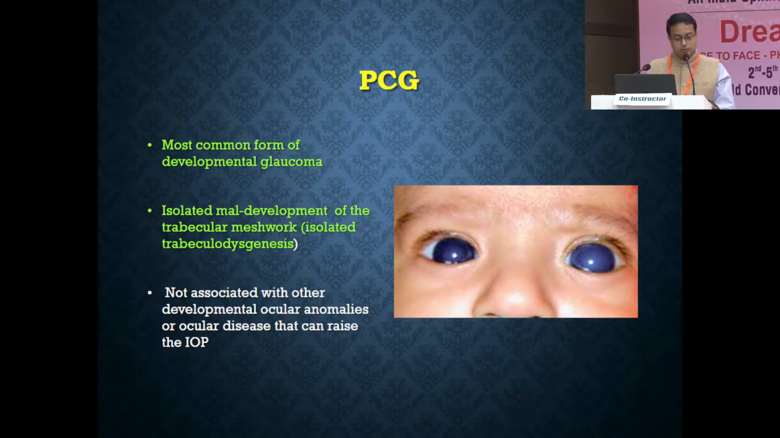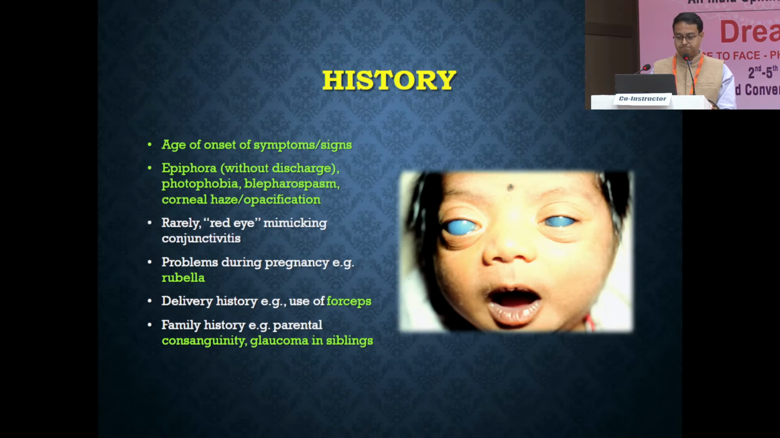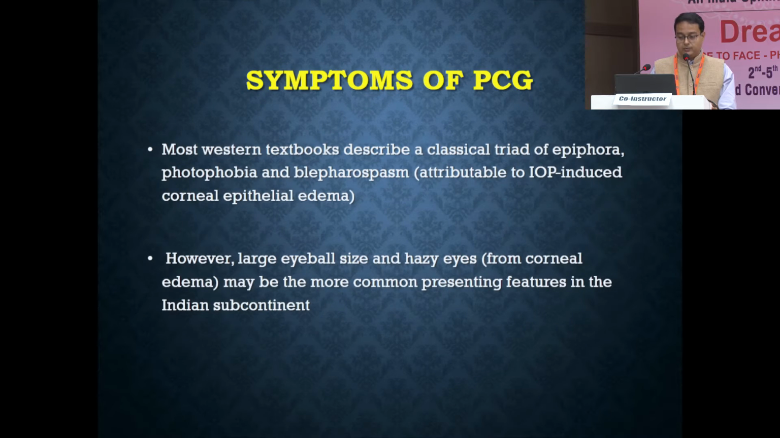Now, primary congenital glaucoma, as we all know, is the most common form of developmental glaucoma, and the isolated maldevelopment of the trabecular meshwork, that's isolated trabeculodysgenesis, is the main pathology. So before the examination, we always start with a history, and we start with the age of onset of symptoms or signs. The classical features are epiphora, blepharospasm, corneal haze, and opacification. We must also inquire about maternal rubella, delivery history like the use of forceps, and very importantly, the history of consanguinity and glaucoma in siblings.